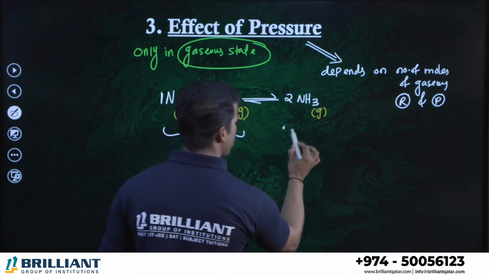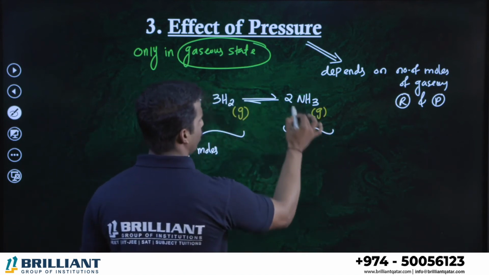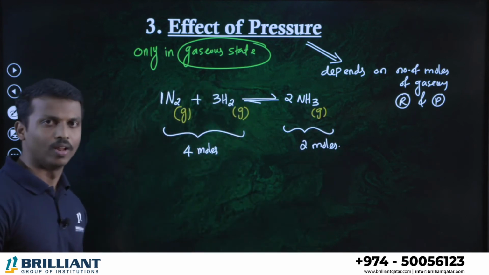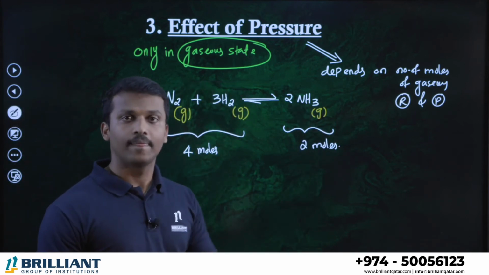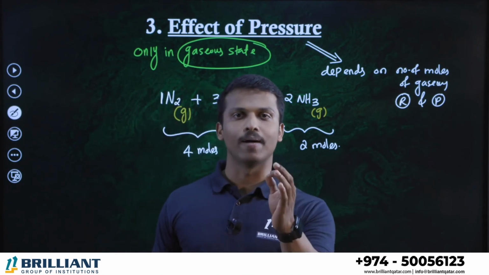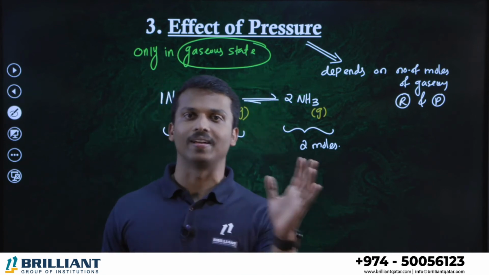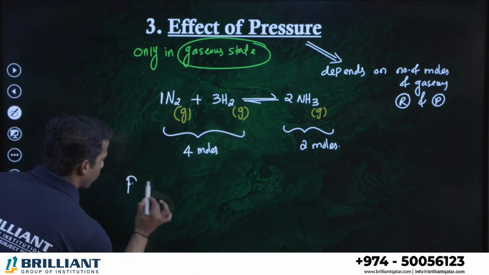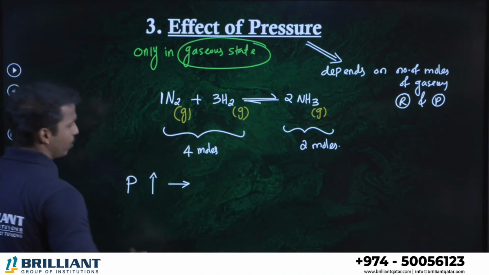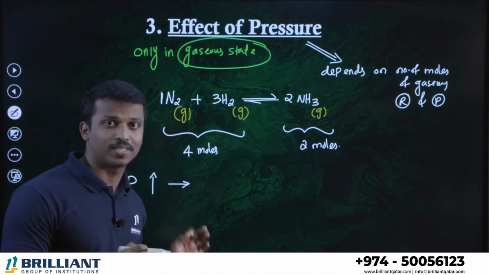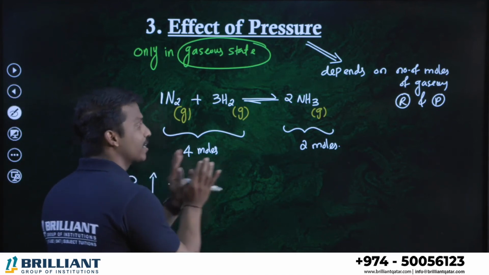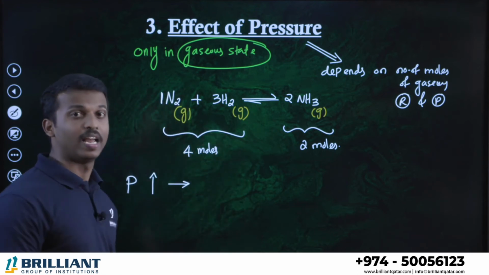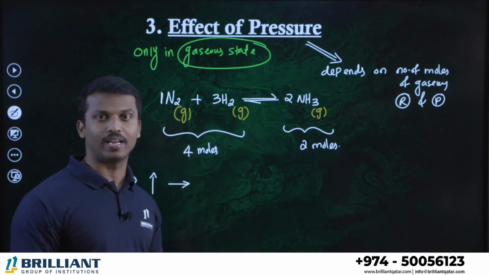How many gaseous products are there? 2 moles are there. Clear all? So if you want to find the effect of pressure, just take the number of moles of gaseous reactant and gaseous product on each side. Now let's see. I'm going to increase the pressure of the system. Pressure of the system means I'm not applying it on the reactant side or product side individually, but to the whole system. From which side to which side can the reaction shift?